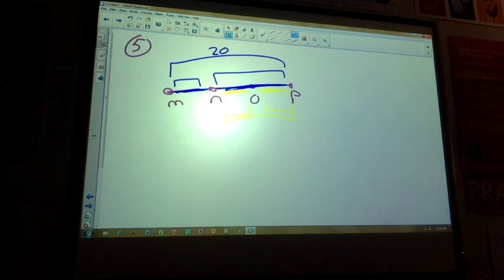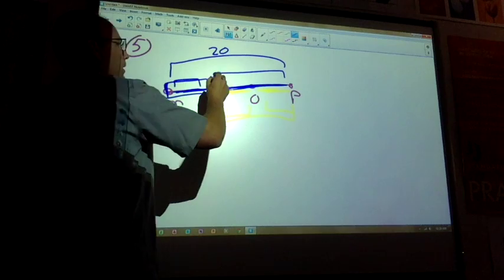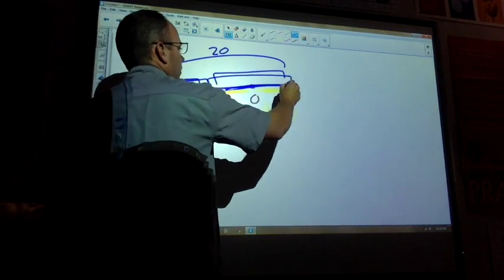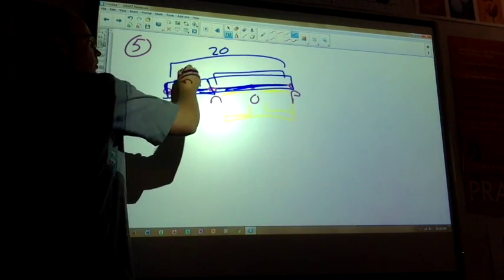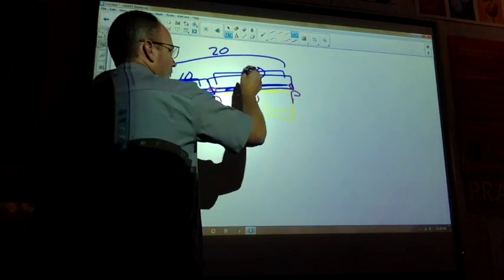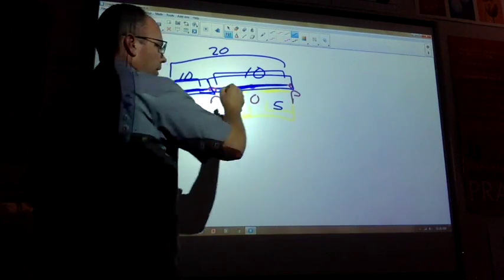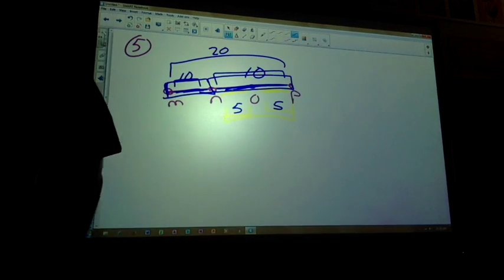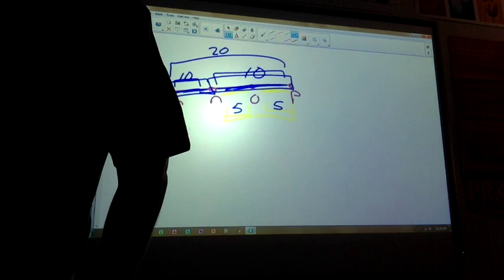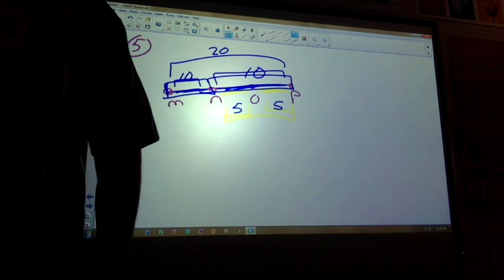Okay. So, this distance here and this distance here, even though it's not drawn to scale, are equal, so that would make those both 10 and 10. And then being that O is the midpoint here, that would give me 5 and 5. And I think I answered the question. All right? Cool. Number 6, letter D. 6D.